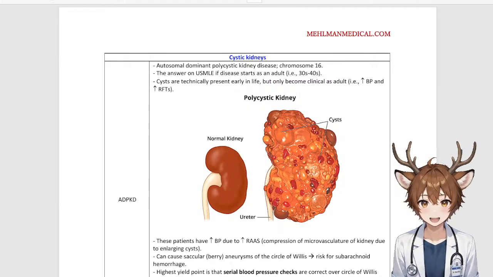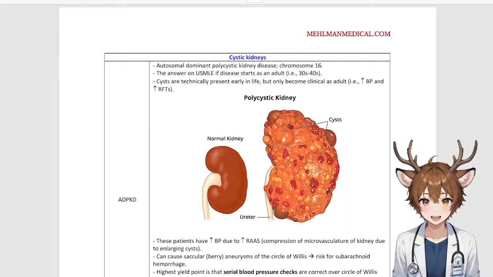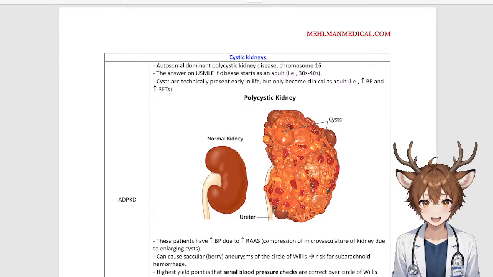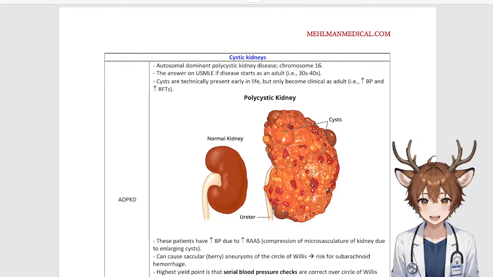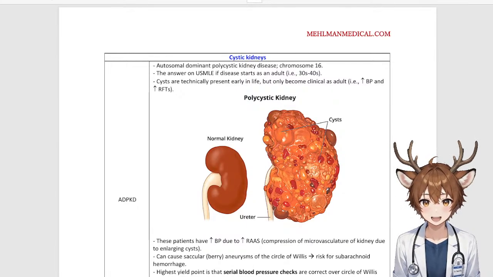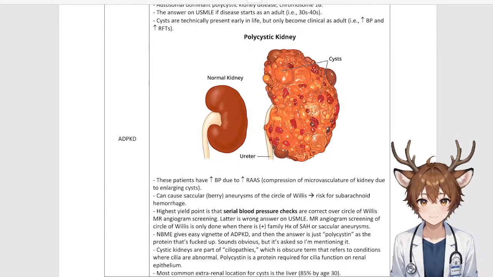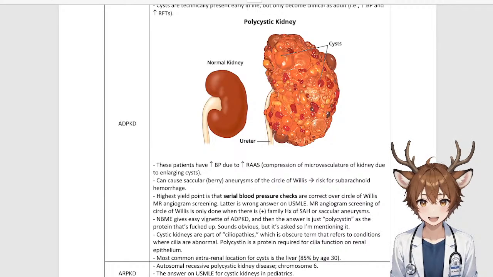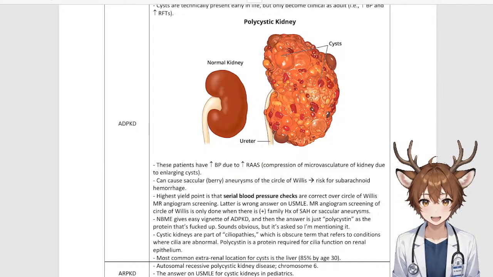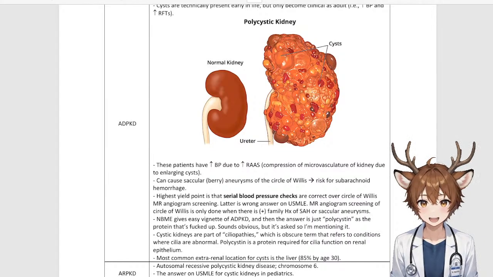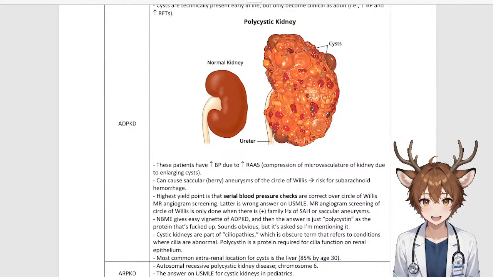So in reality, you have these cysts popping up way earlier in life, but it doesn't become clinically relevant until later on, like your 30s and 40s. So it's not exactly like it comes out of nowhere. It just doesn't present itself clinically until that age of your life. These patients have elevated blood pressure due to the increase in the RAAS, the renin-angiotensin-aldosterone system, and compression of the microvasculature of the kidney due to the enlarging cysts.